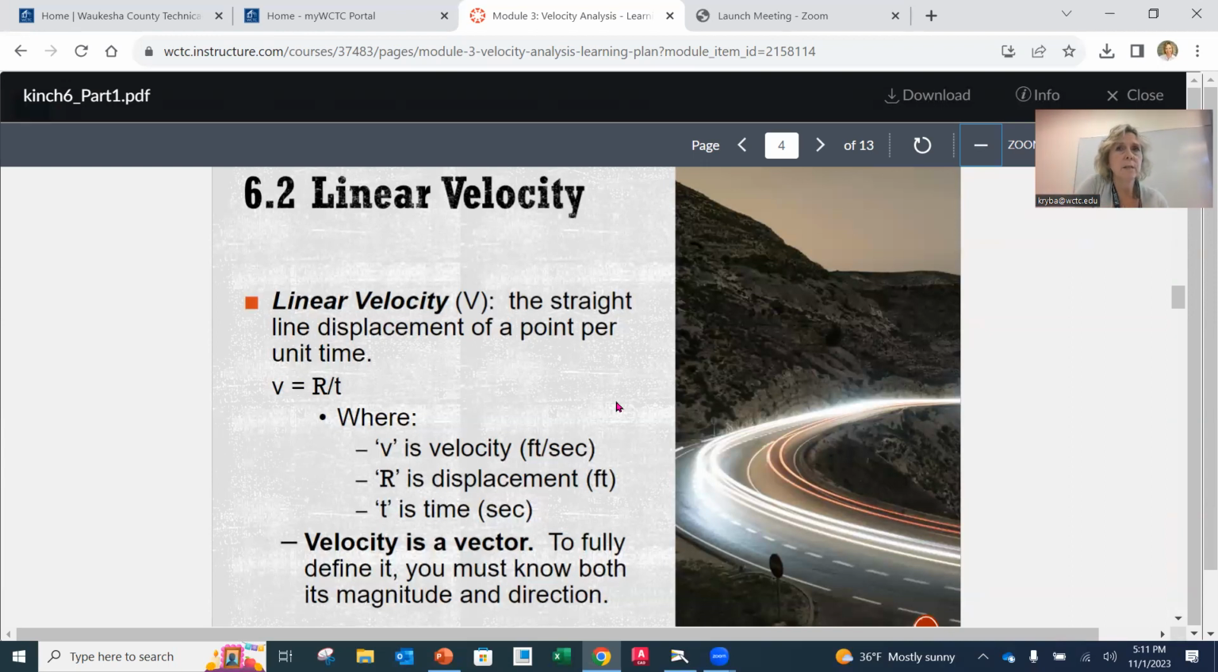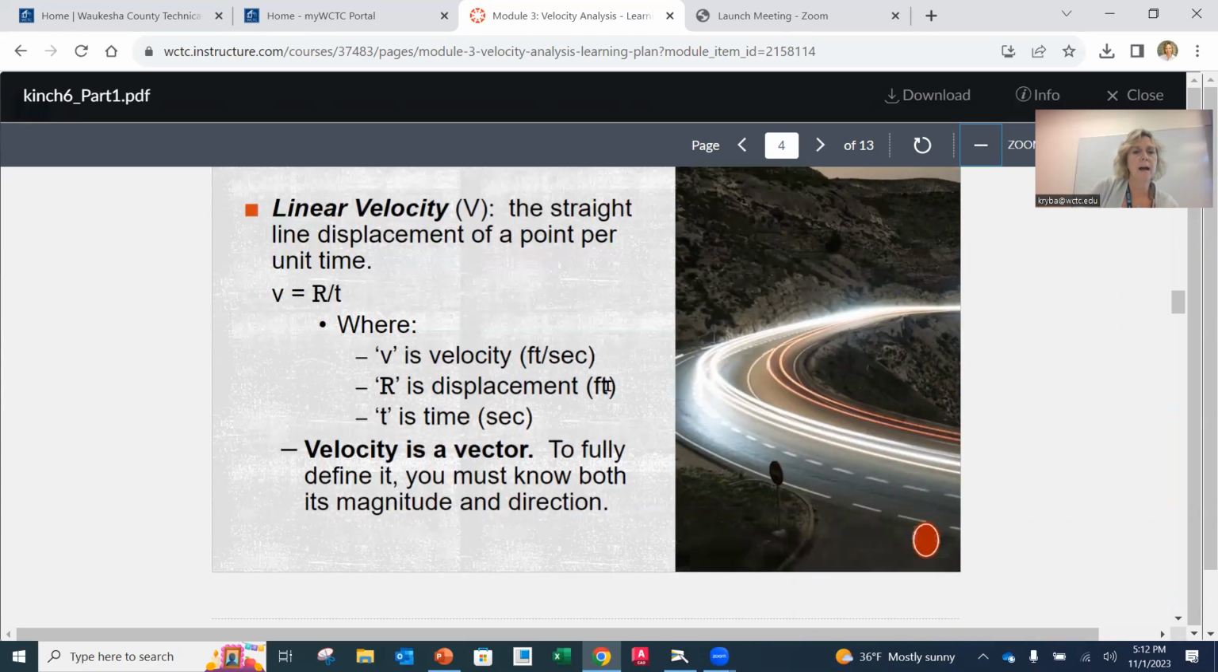Then that means our displacement is going to be in distance units, which will be anything from inches to feet, meters, centimeters, whatever it is that we're working with. And then time: seconds, minutes, and/or hours is most common. Now, velocity is a vector, okay?